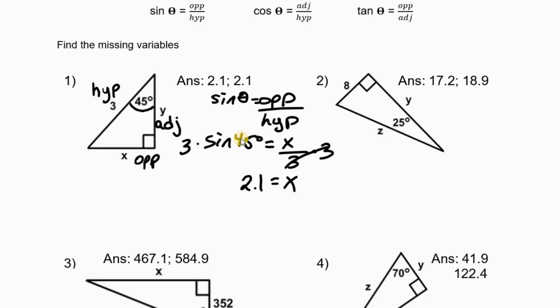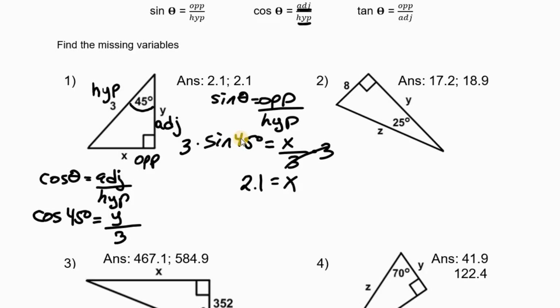Once again, using the equation that deals with both the hypotenuse and the adjacent, so that's going to be our cosine. So we have cosine of the reference angle is equal to the adjacent divided by the hypotenuse. And the cosine of the reference angle, what's the reference angle? That's 45 degrees, is equal to the adjacent, which is our y, divided by 3. Multiply both sides by 3, and we get y is equal to 2.1.